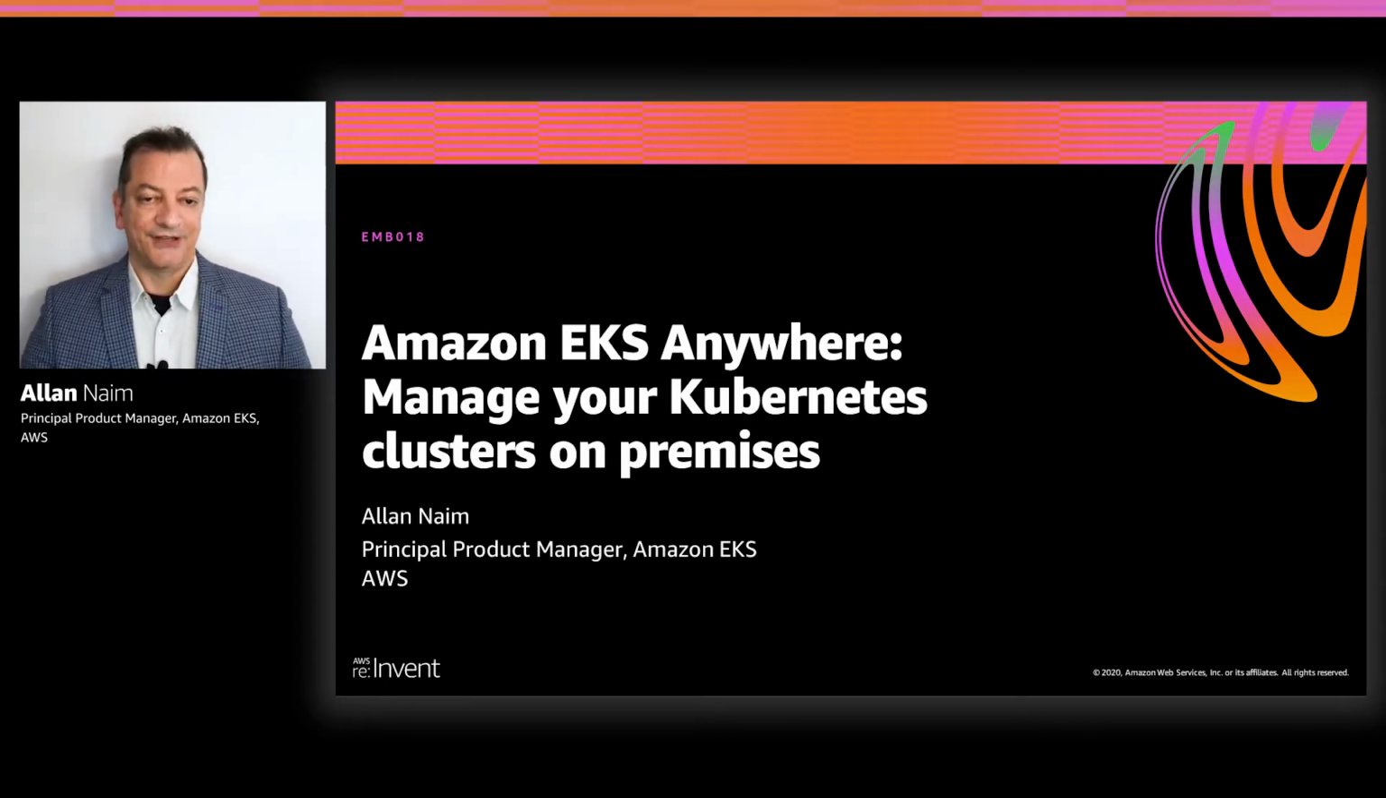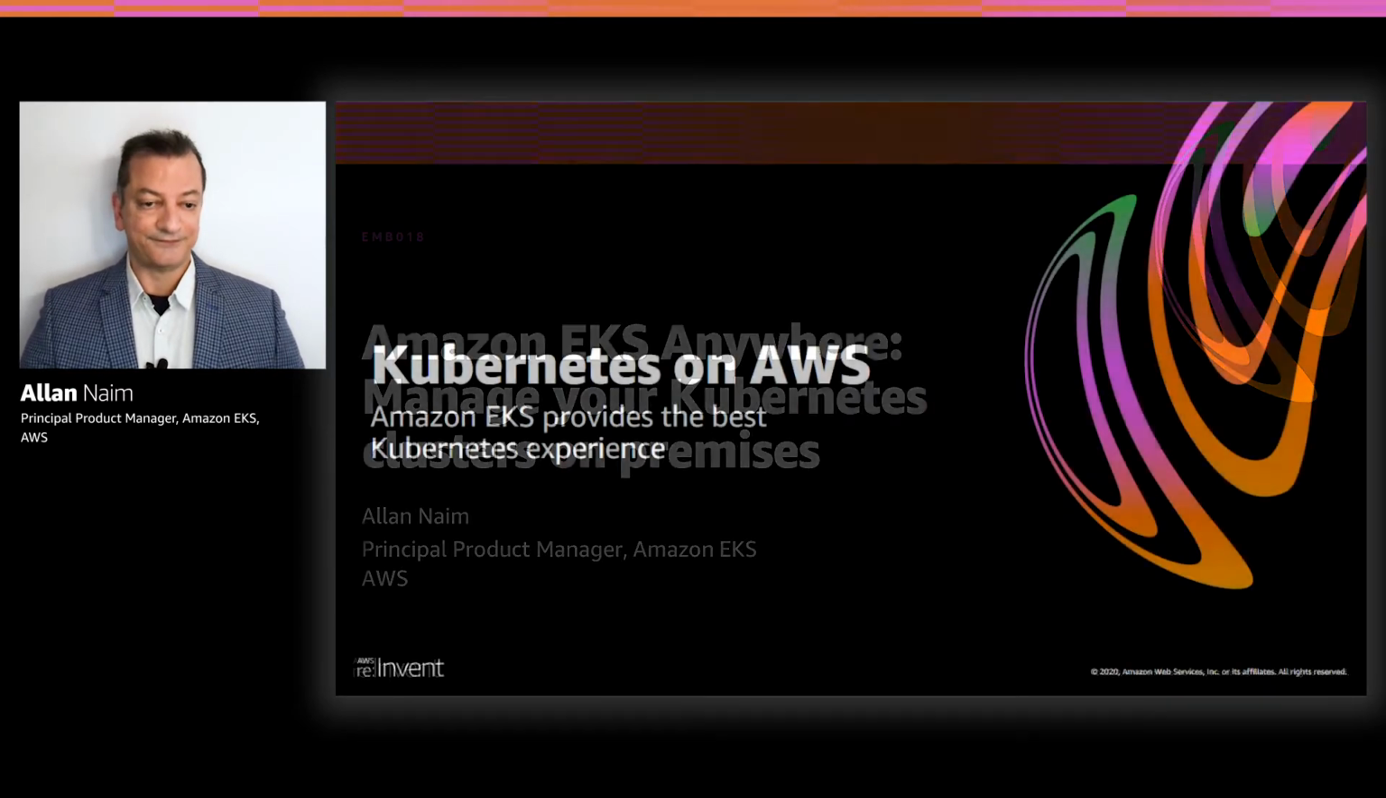In this session, I'm going to talk about Amazon EKS Anywhere, which is a new offering that we announced this week at re:Invent, which allows customers to run Kubernetes outside of AWS, including in their own data centers and on their own infrastructure, using the same consistent EKS experience.